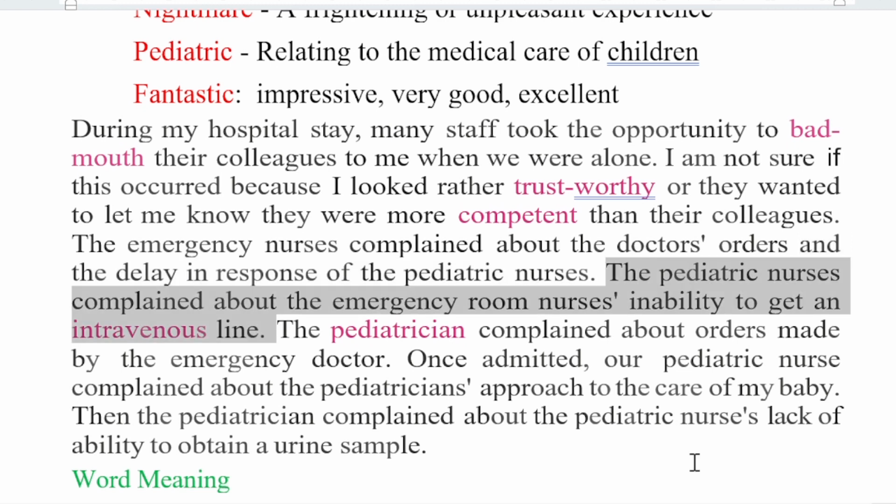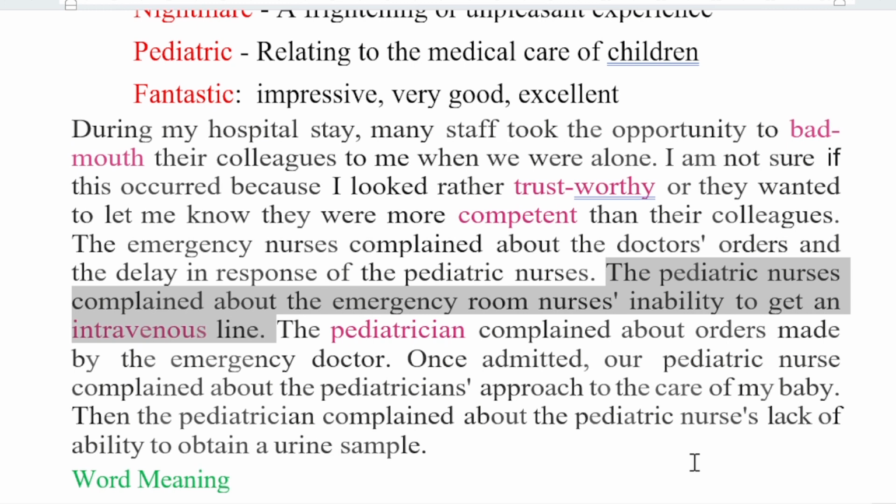The pediatric nurses complained about the emergency room nurses' inability to get an intravenous line. So here the sentence means that the nurses who take care of children were not happy because they noticed that the nurses in the emergency room were having difficulty in putting a small tube called an intravenous line into a patient's body.